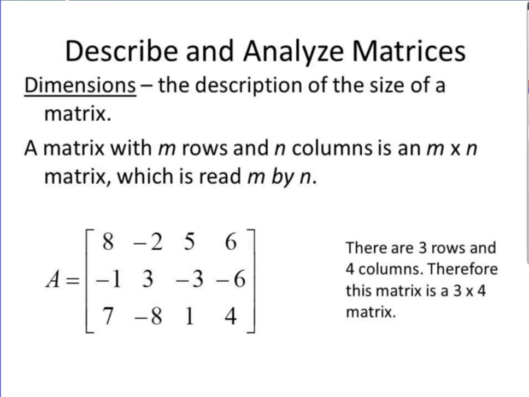The dimensions are the description of the size of the matrix. A matrix, again, we go by rows and then by columns. So you have m rows and n columns, and our dimension is m by n. So the number of rows by the number of columns. So in this case, this is a 3 by 4 matrix.